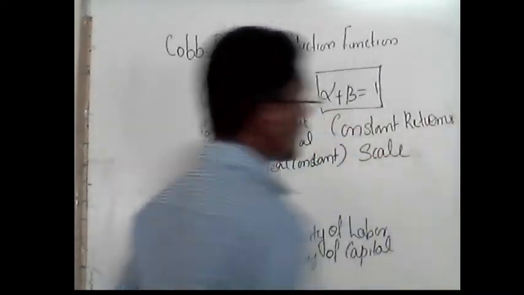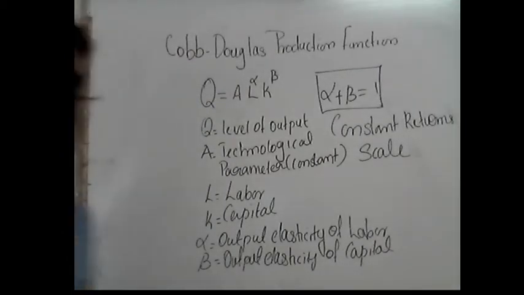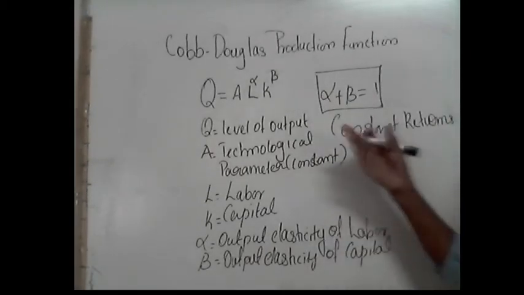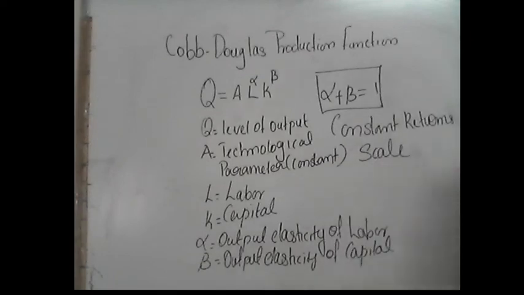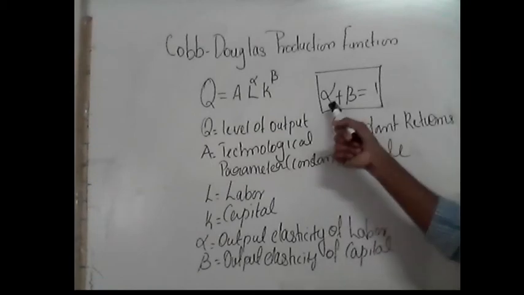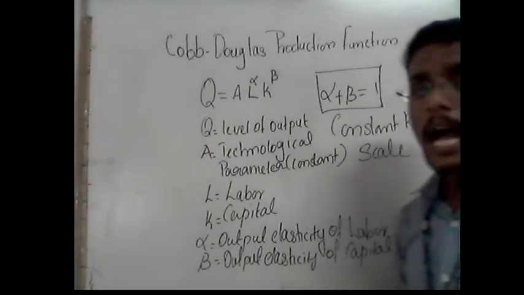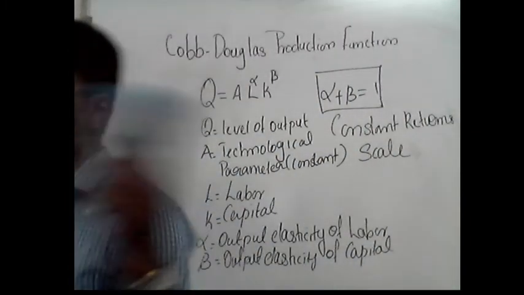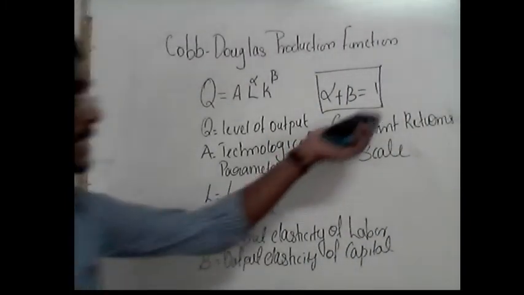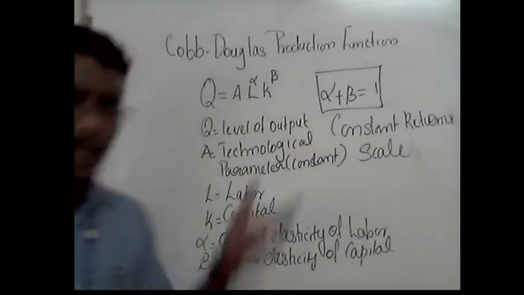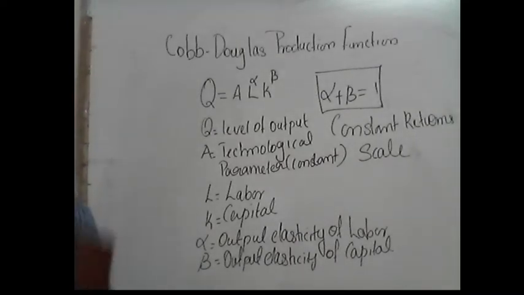This implies that a proportionate change in factor inputs leads to a proportionate change in output. Thereby we can say that this is a situation of constant returns to scale. Alpha plus beta is equal to 1 because alpha represents the output elasticity of labor and beta represents the output elasticity of capital. If you sum up the output elasticity of labor and capital, we get an answer of 1, which means that there is constant returns to scale. The CRS assumption holds in the case of the Cobb-Douglas production function.